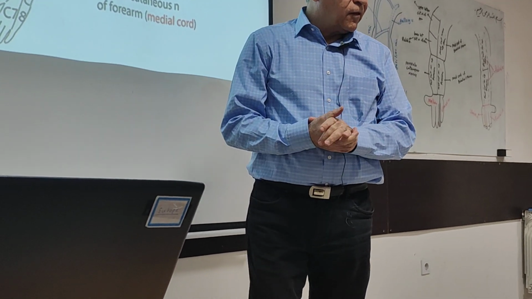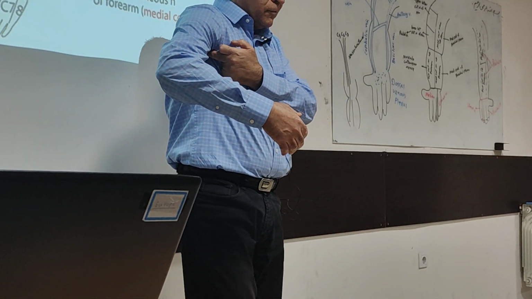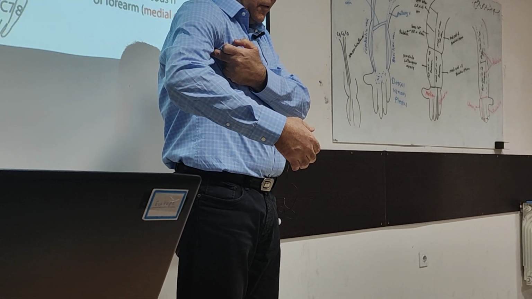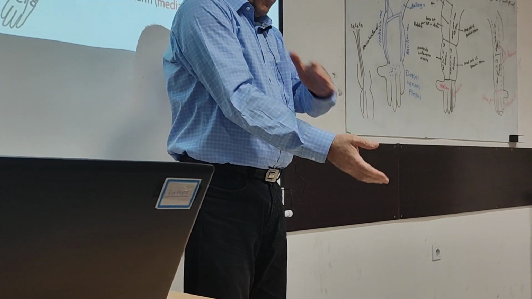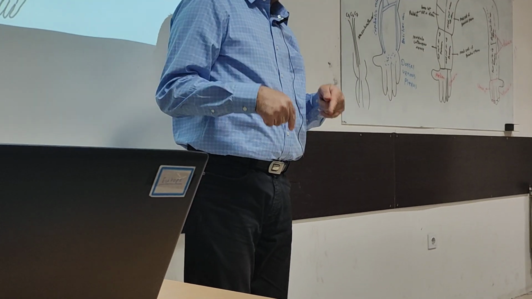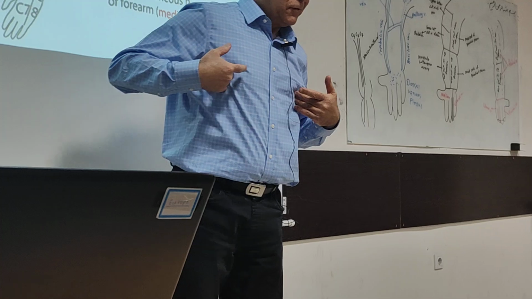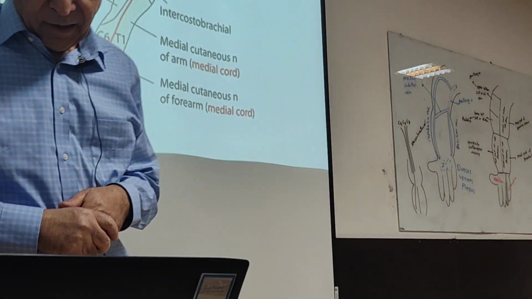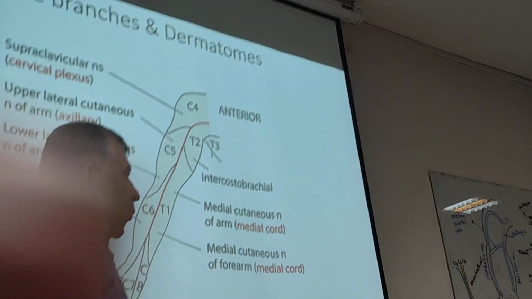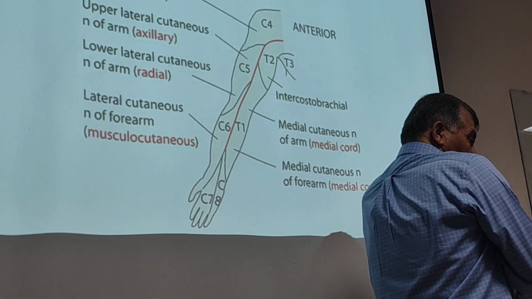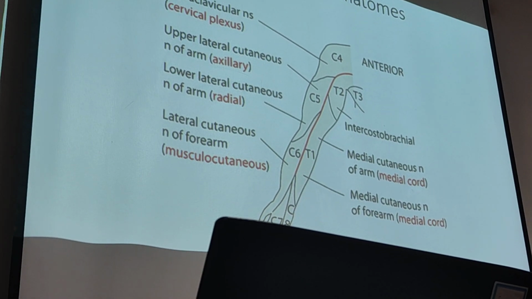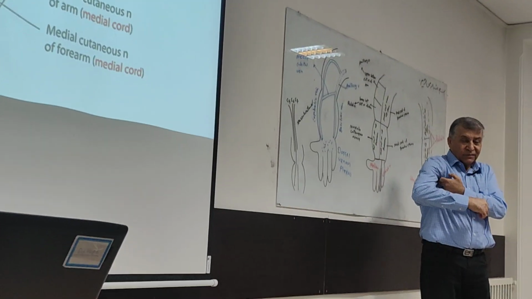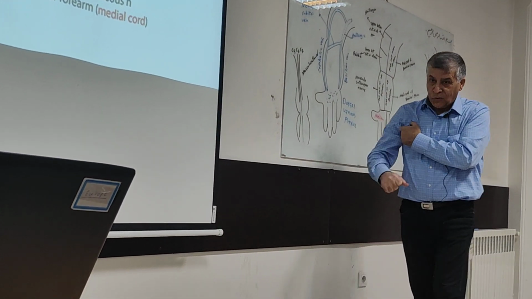No, upper limb. My course is the upper limb. This one is trunk. Which spinal nerve innervates the armpit? T2.